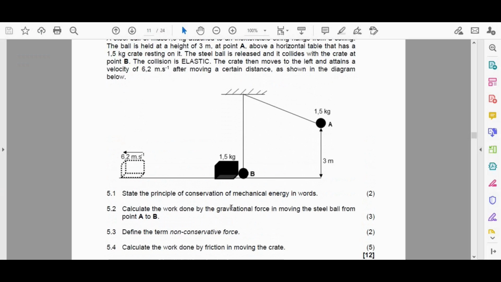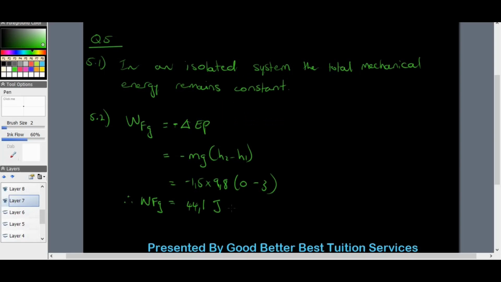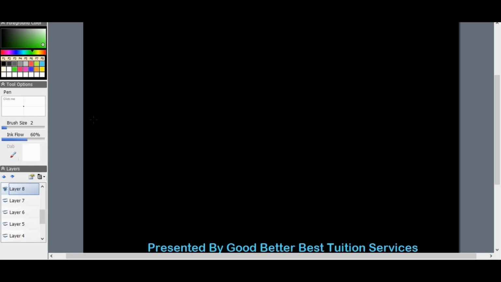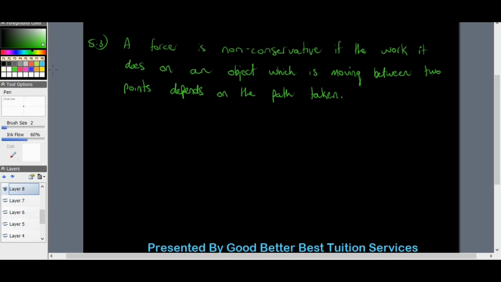5.3, define the term non-conservative force. This is fairly easy as well. A force is non-conservative if the work it does on an object which is moving between 2 points depends on the path taken, as we have it written there. To repeat again, a force is non-conservative if the work it does on an object which is moving between 2 points depends on the path taken.